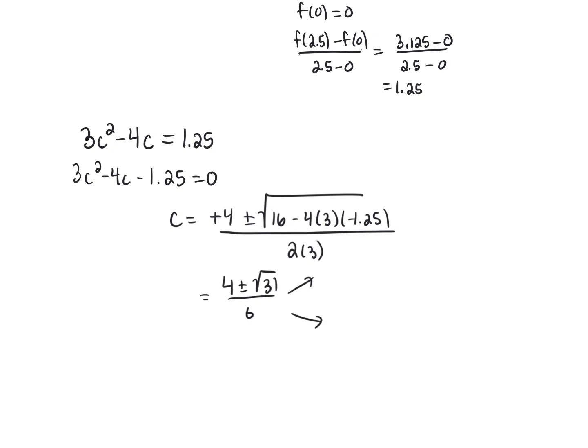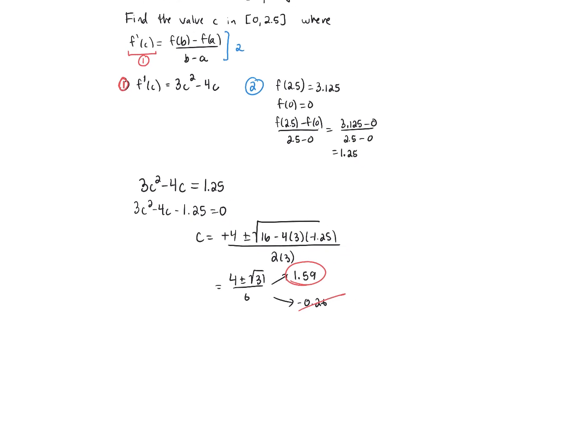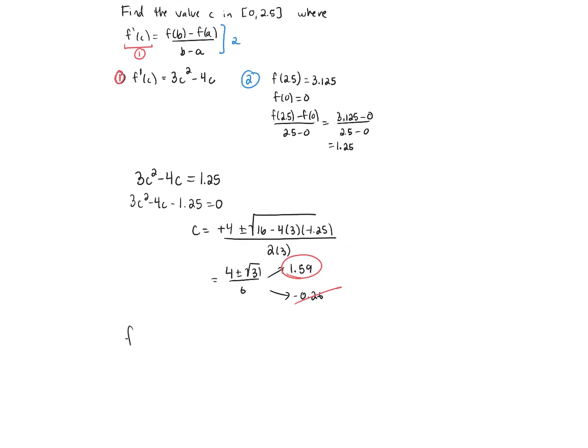And we're going to get those two answers in our calculator. So the first answer is about 1.59. The second answer, I believe, will be out of our interval because we're subtracting root 31, which is definitely bigger than 4. So negative 0.26. So that's out of our interval. So 1.59 is our answer. So we're going to say f prime at 1.59 equals 1.25.